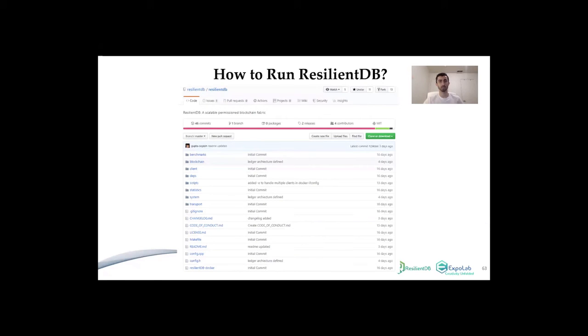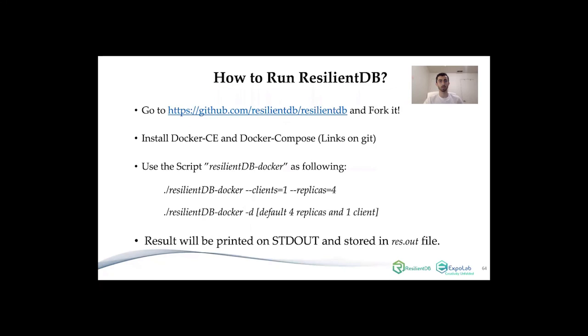So how to run the Resilient DB? The first step is to go to our GitHub page and clone the repository to get the source code. Resilient DB has different ways to run. The first one is Docker.